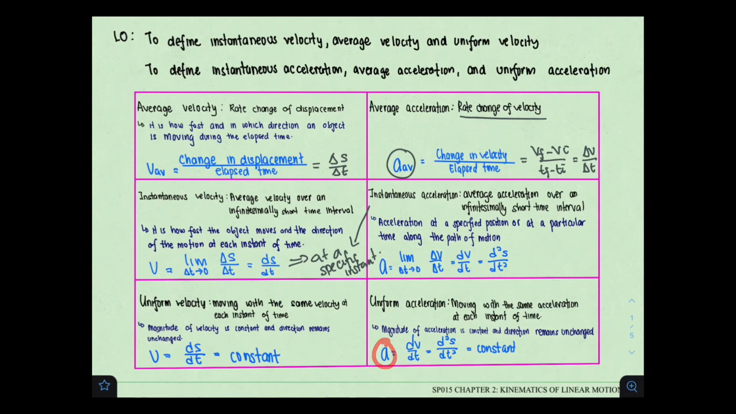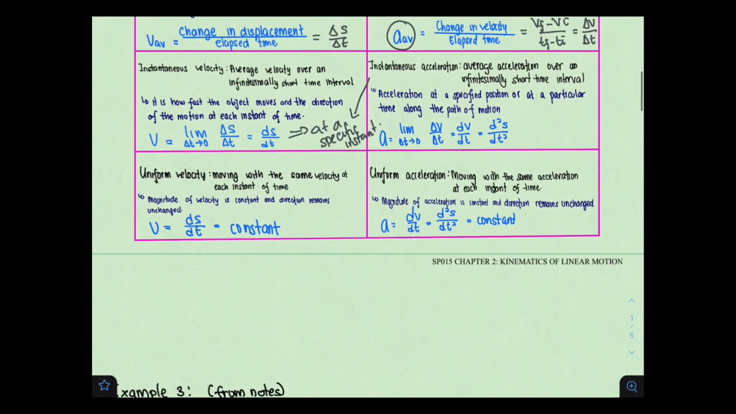So A dekat sini sama dengan dV over dt, which also means you have to differentiate your displacement 2 kali, is equals to constant. Right? Okay, before I proceed, saya nak recall sikit balik. I hope you still remember displacement kita guna simbol S dekat sini, velocity simbol V, acceleration kita guna simbol A dekat sini. Okay, displacement adalah shortest distance, betul tak?